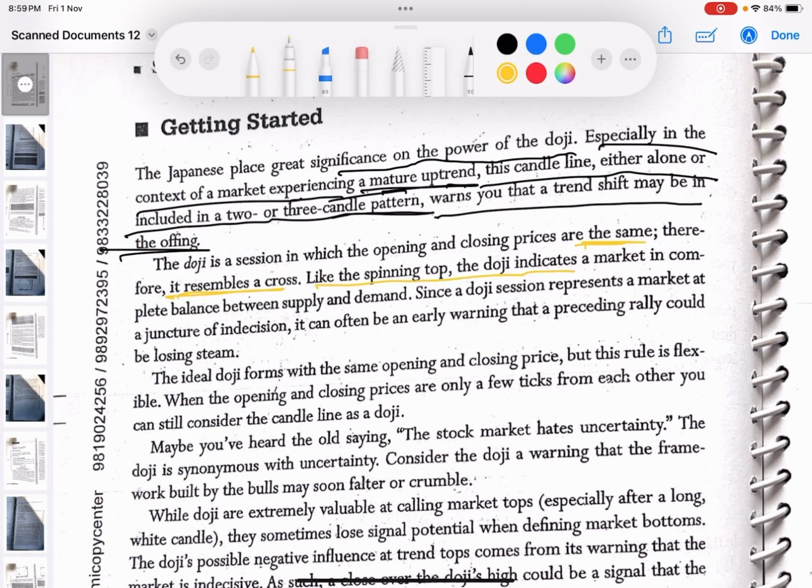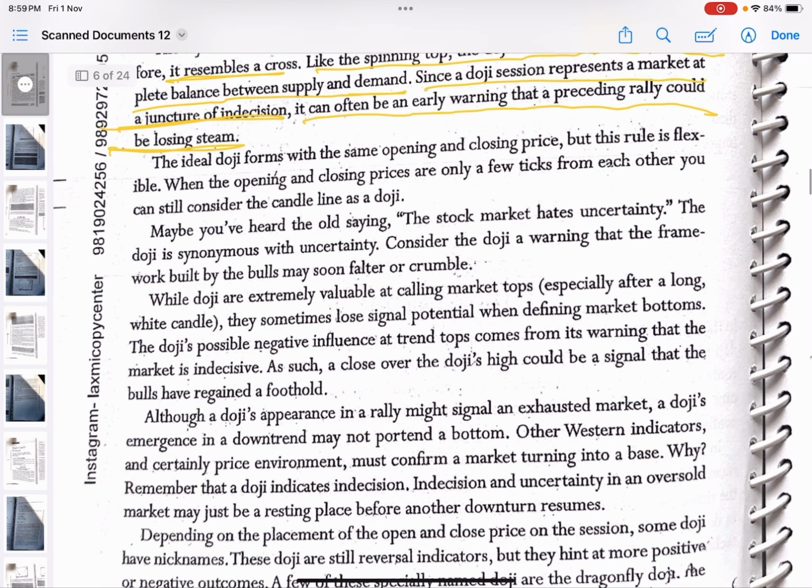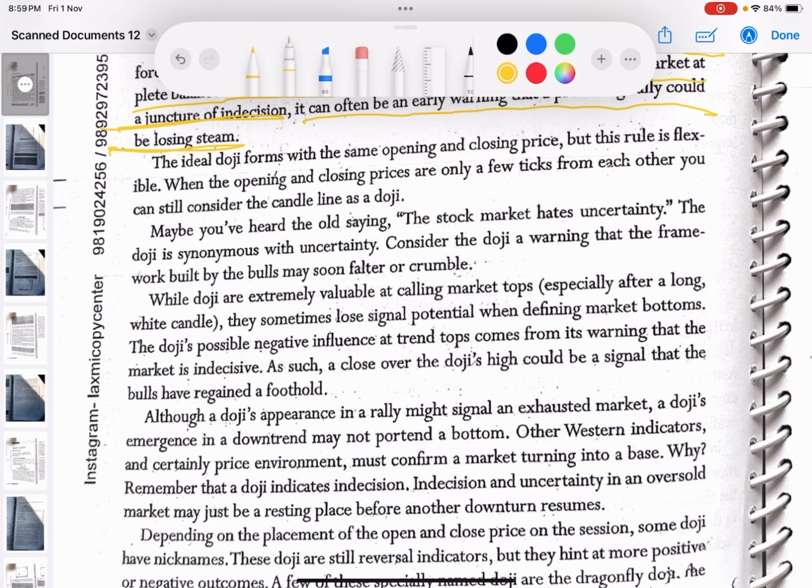Like the spinning top, the doji indicates a market in complete balance between supply and demand. Since a doji session represents a market at a juncture of indecision, it can often be an early warning that a preceding rally could be losing steam. The ideal doji forms with the same opening and closing price, but this rule is flexible.